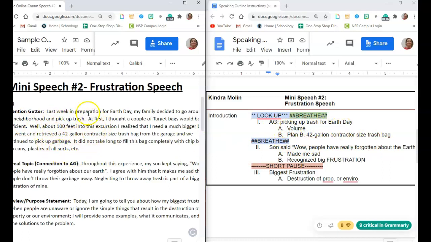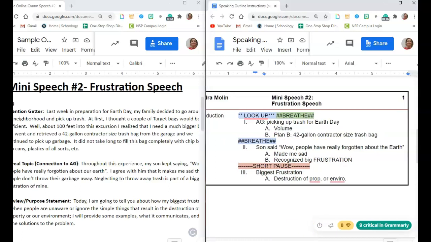This was the written out part of the speech, but now there's some reminders that I just want to talk about how much trash there was and that I had to change our family plan to a 42-gallon contractor-sized trash bag. Because it's the beginning of my speech, I want to remind myself to breathe. When you take a deep breath, it will slow you down and help you refocus. My son said, wow, people have really forgotten about the earth, and I wanted to make sure that I quoted him specifically. So I wrote that sentence out completely in quotation marks so I would get it right.